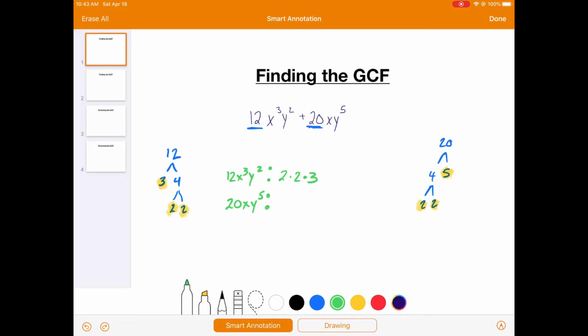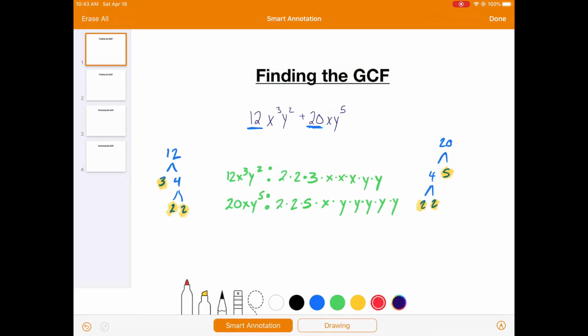And then we want to break down our x cubed y squared. Remember, x cubed just means x times itself 3 times, and y squared means y times itself twice. And we're going to do the same thing for 20x times y to the 5th. So our 20 is 2 times 2 times 5 times x, and then y to the 5th is y 5 times.